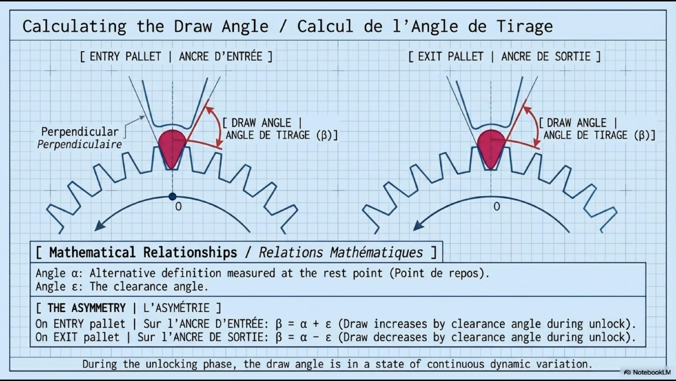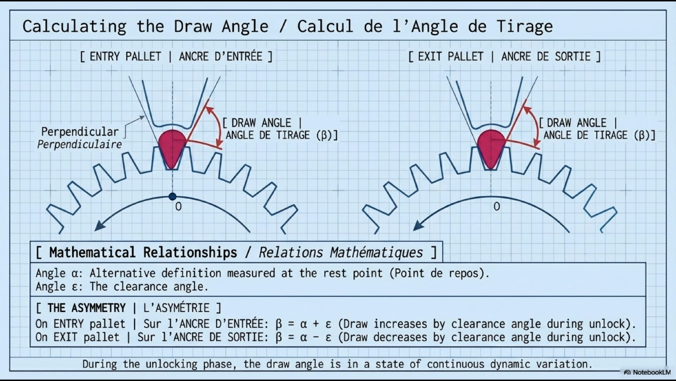Angle epsilon, the clearance angle. The asymmetry, l'asymétrie, is critical. On the entry pallet, beta equals alpha plus epsilon. On the exit pallet, beta equals alpha minus epsilon. The entry pallet has a larger effective draw angle than the exit pallet by exactly the clearance angle epsilon.